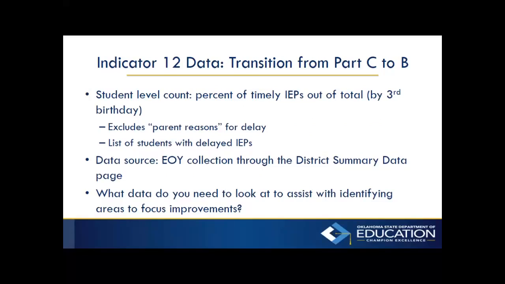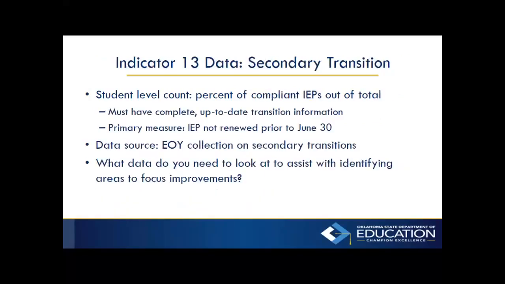federal oversight. Okay. And then finally, indicator 13, secondary transition. Again, a student level count, we look at the percent of compliant IEPs out of all IEPs for grades 9 through 12. Okay. You have to have complete up-to-date transition information, and we judge that by having a completed, renewed, final, active, however you want to call it, IEP prior to June 30th. So if an IEP is out of date, if it has not been updated by June 30th, it's considered non-compliant, okay? And that's how we measure that.